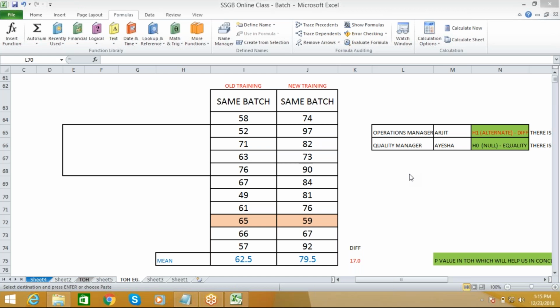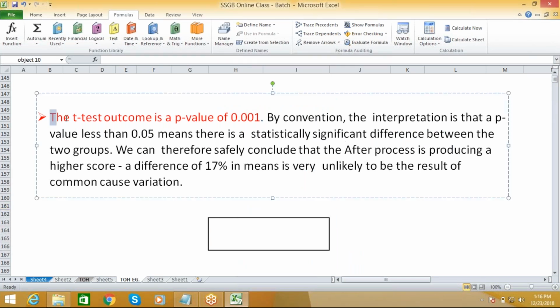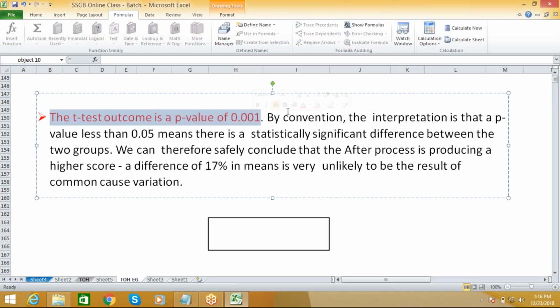So this is the way a typical conclusion is written. The t-test outcome was a p-value of 0.001. So we know that by convention, the interpretation is that a p-value less than 0.05 means that there is a statistically significant difference between the two groups of data. So we can therefore safely conclude that the after process is producing a higher score.